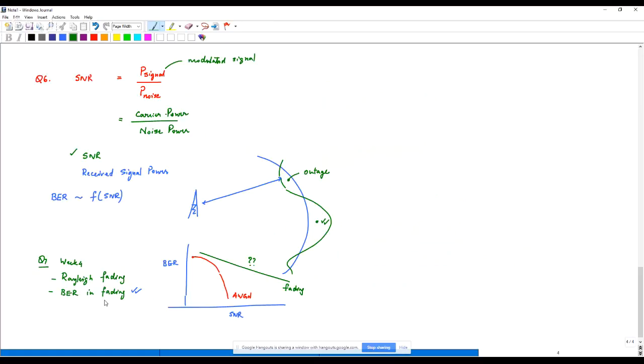In the future, we will study methods to improve the performance in a fading channel. First of all, we must understand why a fading channel performs badly. Then we can talk about how to improve performance. So this is, I would say, a foundation for understanding wireless.